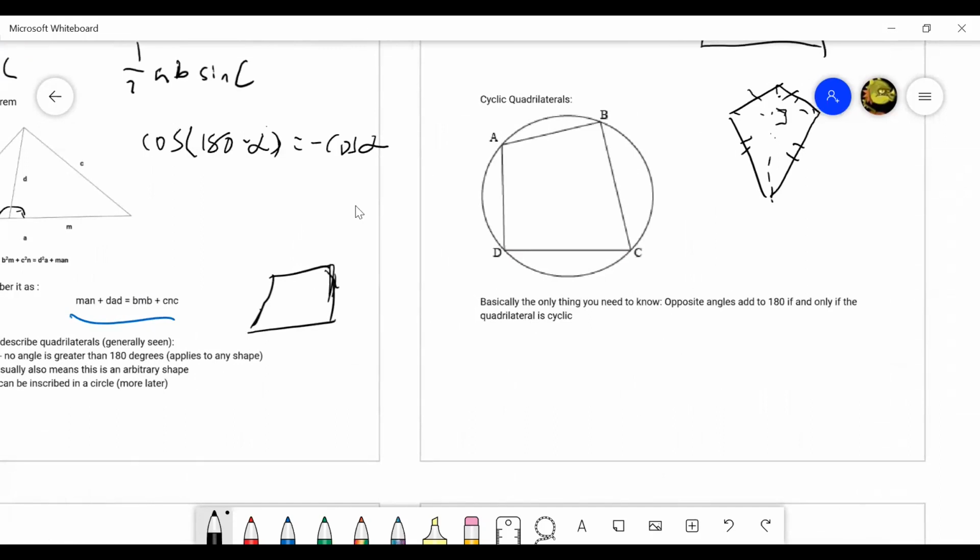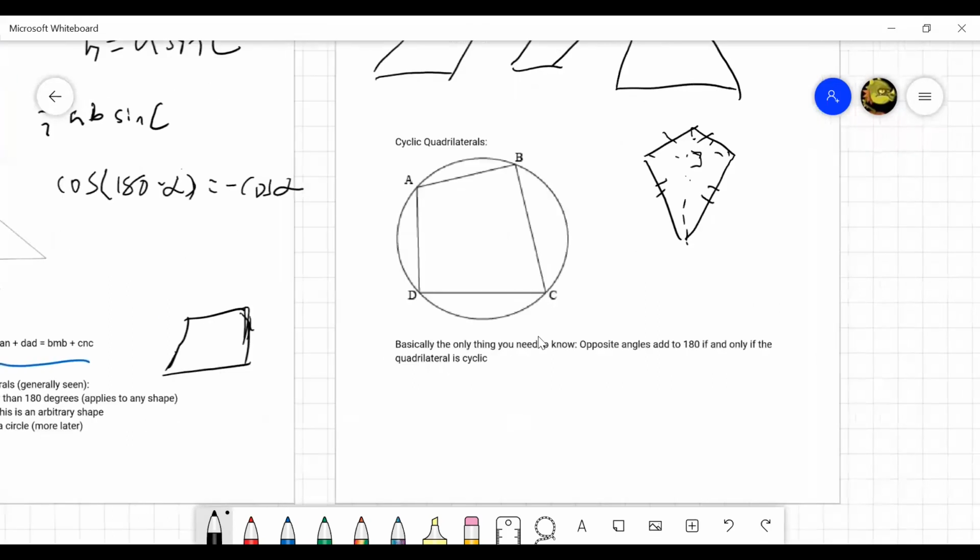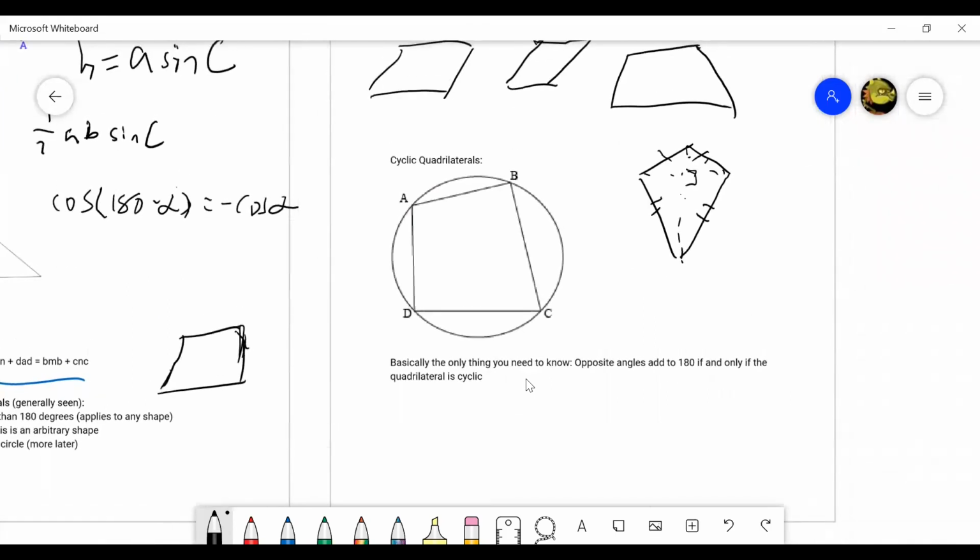The next is cyclic quadrilaterals, and these become useful because it's another way to implement circles within your geometry problems without it seeming too relevant. And the most important aspect of a cyclic quadrilateral is that opposite angles add up to 180. So angle A plus angle C is equal to 180. Angle B plus angle D is equal to 180.